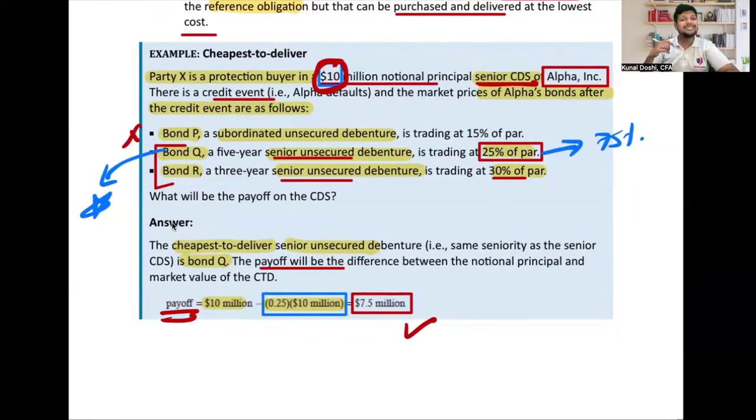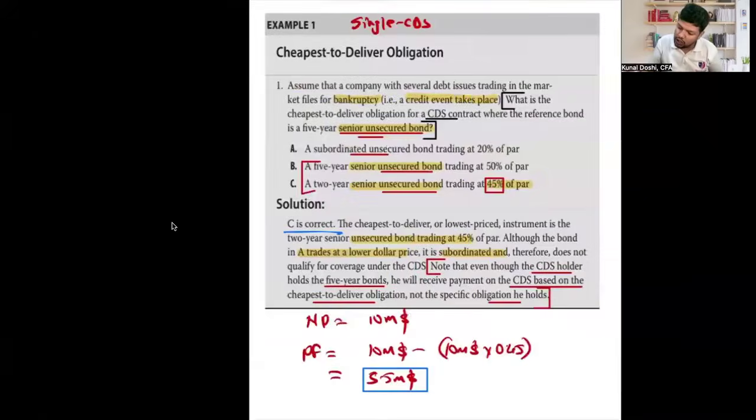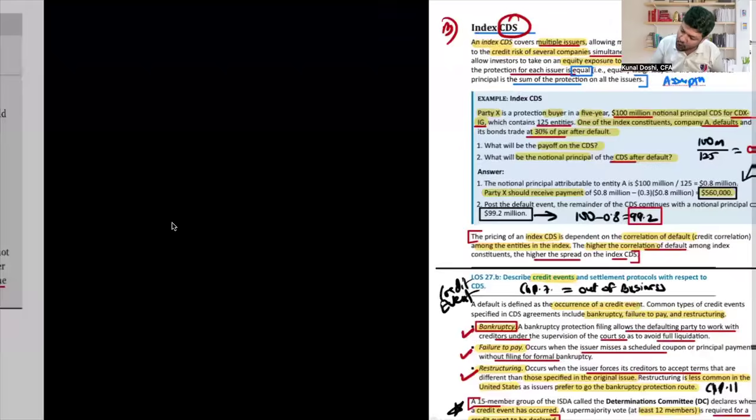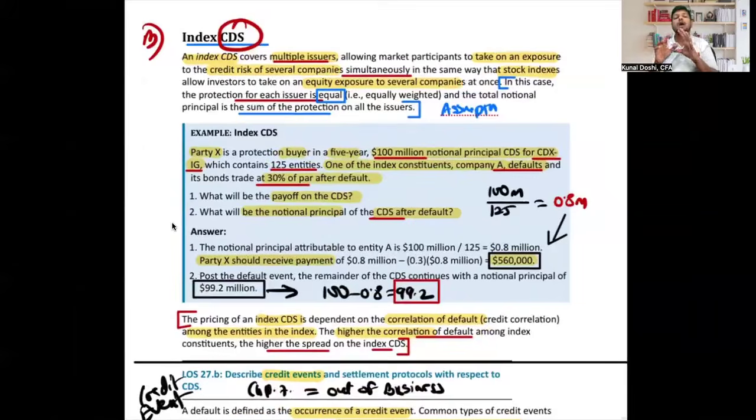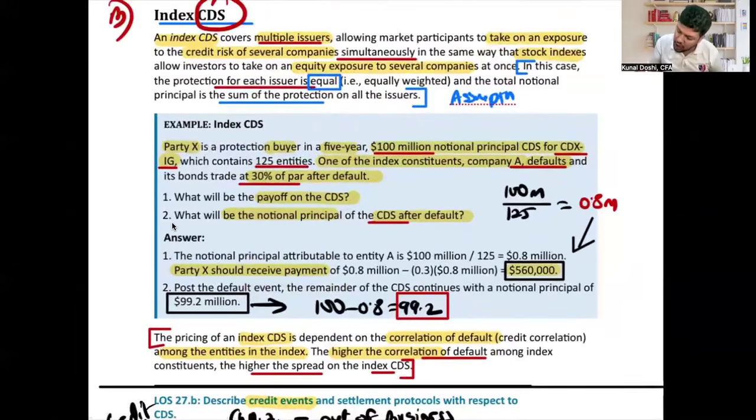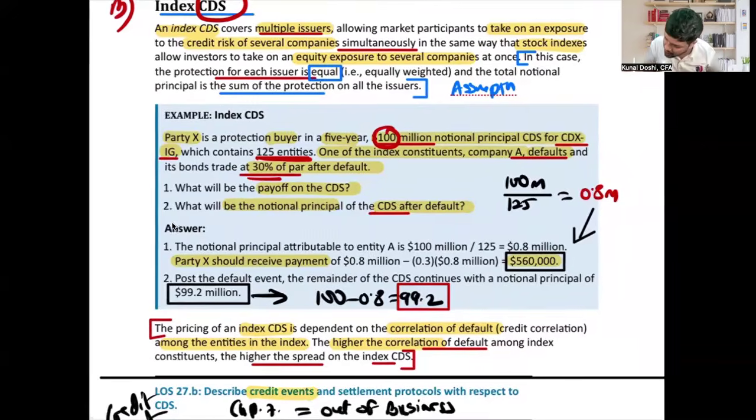We do the same for an index CDS also. In case of index CDS, the only difference is that out of the entire pool, let's say 100 million was the pool, and 125 entities, let's say one defaults. So 100 divided by 125, that is 0.8 defaults. In that, the cheapest to deliver is 30% par, so 70% will be recovered. So 0.8 into 0.7, 0.56 will be recovered.